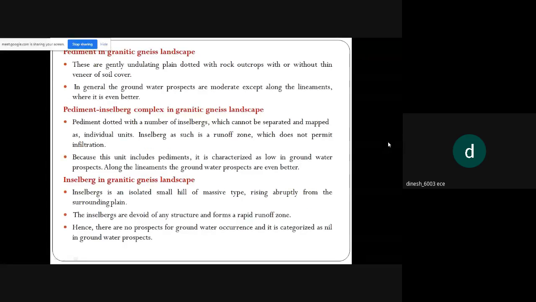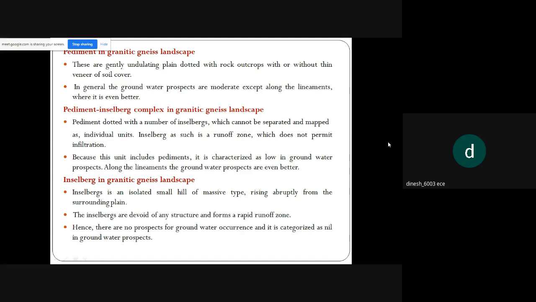Next is the pediment in granitic genesis landscape. These are gently undulating plains dotted with rock outcrops with or without thin veneer of soil cover. In general, the groundwater prospects are moderate except along the lineaments where it is even better. If the lineaments are present, they are good for water recharging.